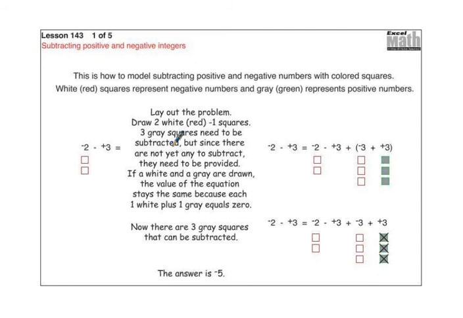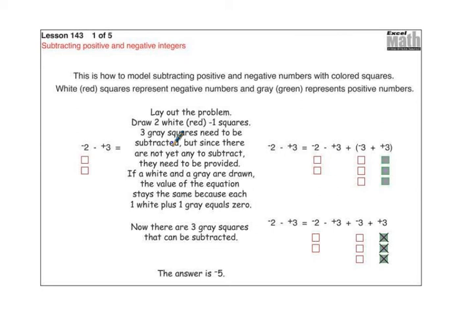Sixth grade Excel, lesson 143, subtracting positive and negative integers. This is how to model subtracting positive and negative numbers with colored squares. We're not going to do it like this. We're going to do it the way that I've taught you before with the cats and the dogs. So I'm going to show you how to do this first problem using that method.